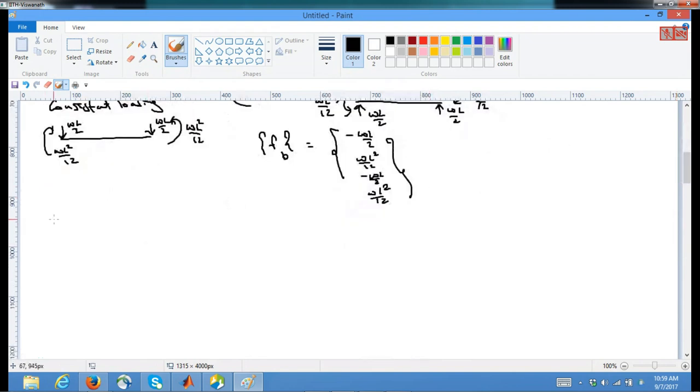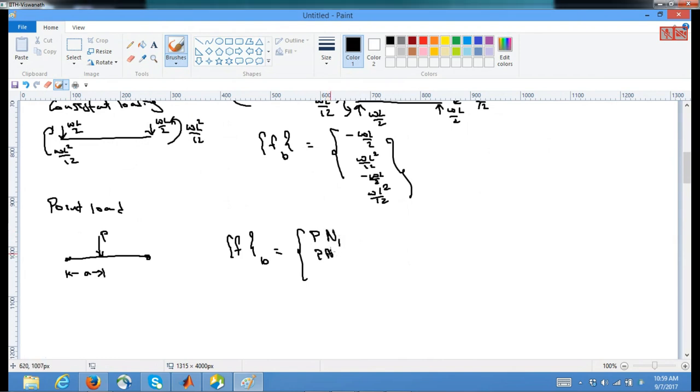Then we used a case of, let's say, a point load. For the point load we explained that when you have a point load at a distance A, our loading would be such that it is P times N1, P times N2, P times N3, P times N4, or simply P N transpose at X equals A.